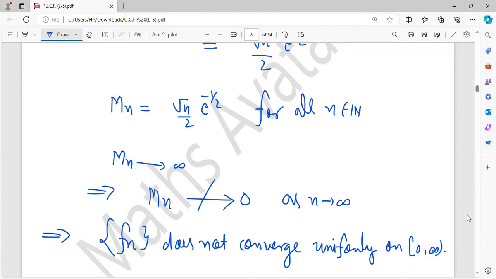Okay. So today's lecture is up to this. In this lecture we have found an alternative way to check uniform convergence, provided the function converges pointwise. Okay. So today's lecture is up to this.